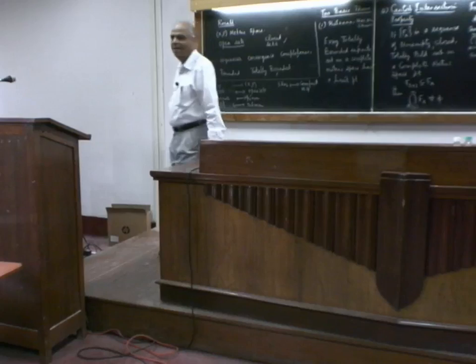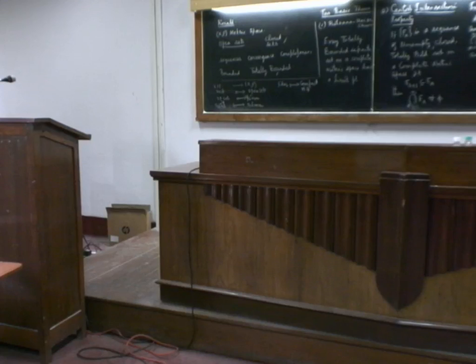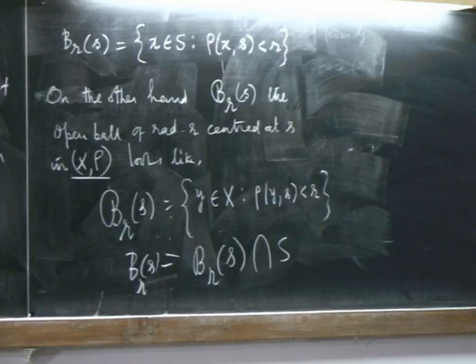Now what is the connection between this and that? If I take that big ball and cut it in the plane, I get that section. The section of a sphere through the center is precisely the disc. It's geometry. Topology is basically a geometrical idea. So what does this give us? Any open ball in S is essentially an open ball in the bigger space intersected with S, and this automatically tells us any open set in S will be an intersection of an open set in the bigger space with S.